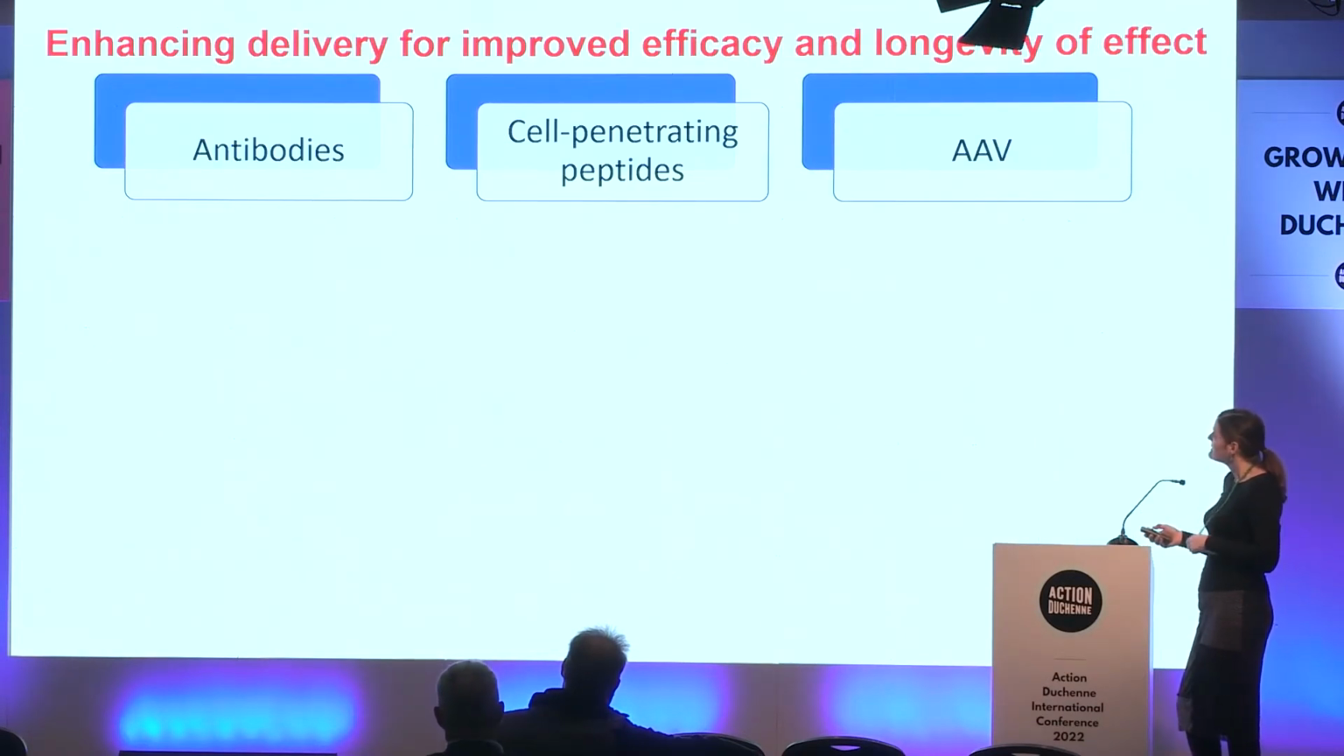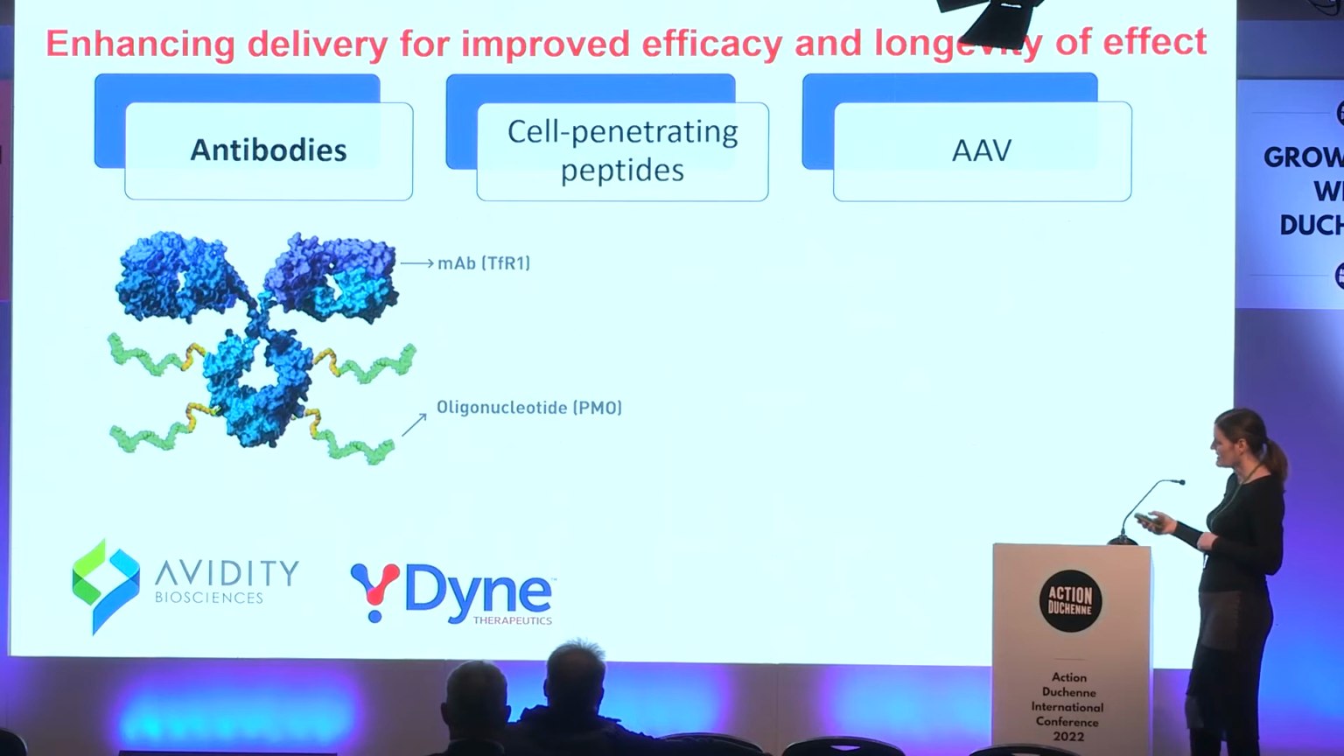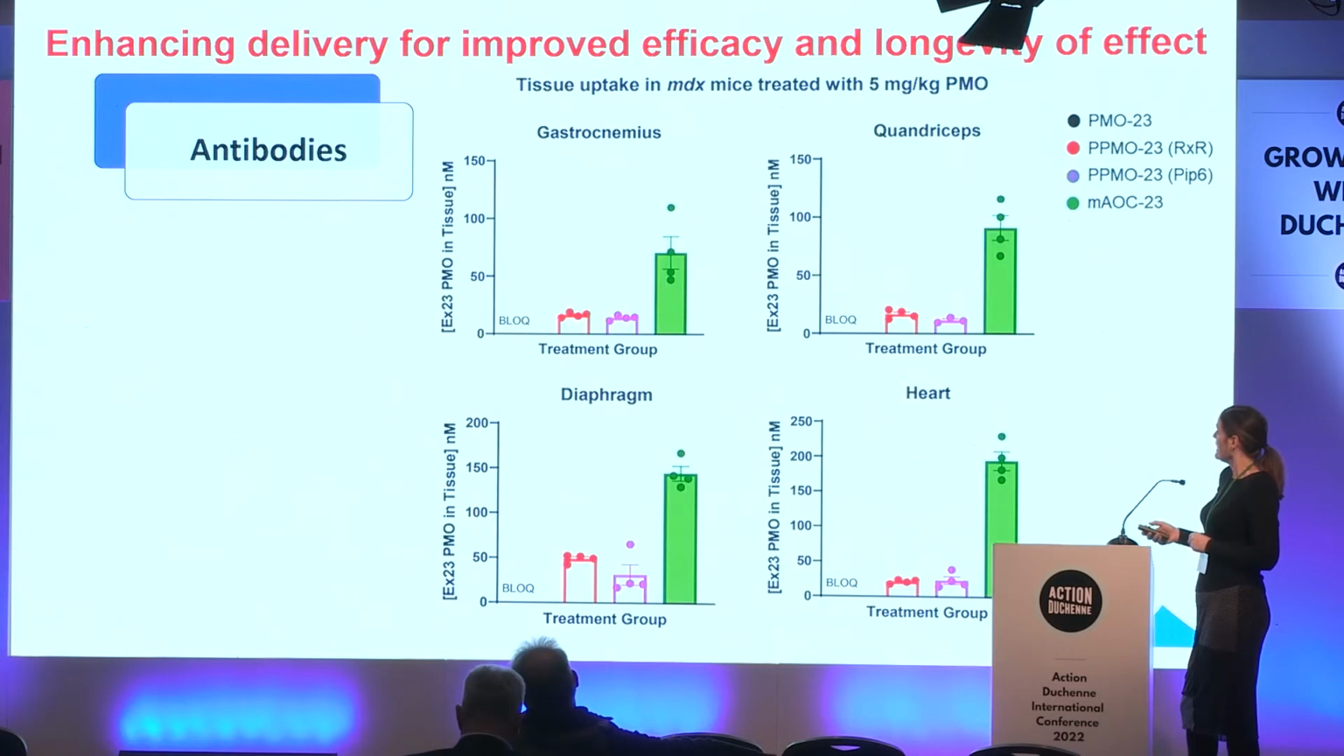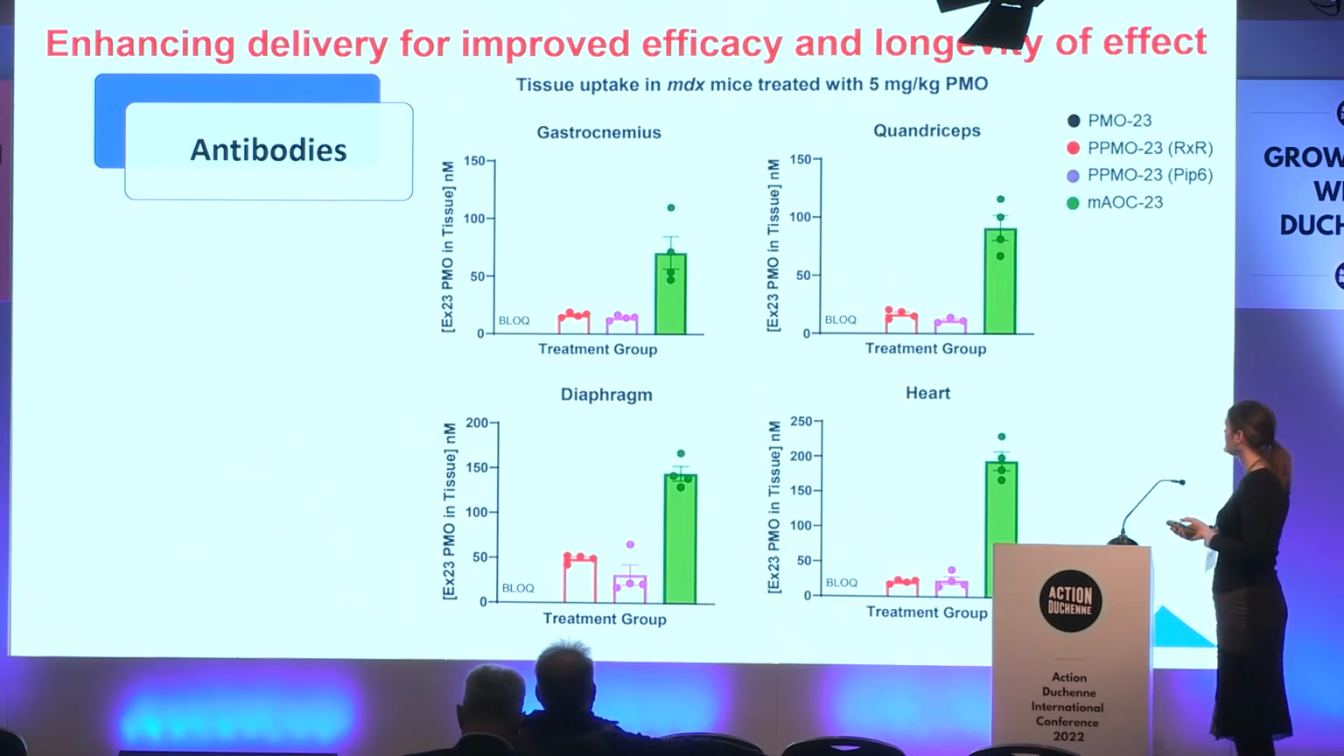So now if we look at enhancing delivery, which obviously will enhance the efficacy as well. Tom's already touched on the antibodies and the cell-penetrating peptides, but I'll quickly mention them as well. As he said, there's Avidity and Dyne, who are using these antibodies to the transferrin receptor. The transferrin receptor is highly expressed on skeletal muscle, and it does seem to be even more enhanced in dystrophic muscle, so it's a really good target. And they conjugate in slightly different ways, and they've got a slightly different antibody to the PMO that has been approved in the US. And this is the data from Avidity.